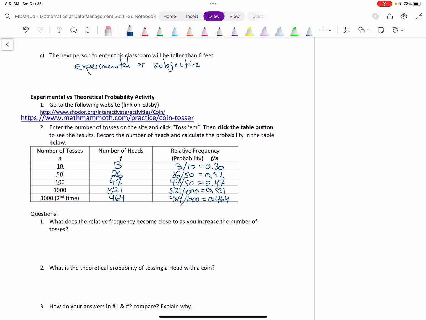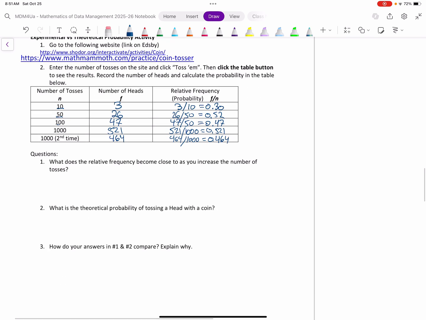So what I want you to see here, and we can't see it exactly the way I was hoping it would turn out, but that's okay. So what does the relative frequency become close to as you increase the number of tosses? So you can definitely see this going from a small number like 10, and each time I'm going, it's not obvious here, but if I was to increase the number of trials, what's happening is the number is getting closer and closer to 0.5. And so obviously in the first one, 3 out of 10 is way off of that.